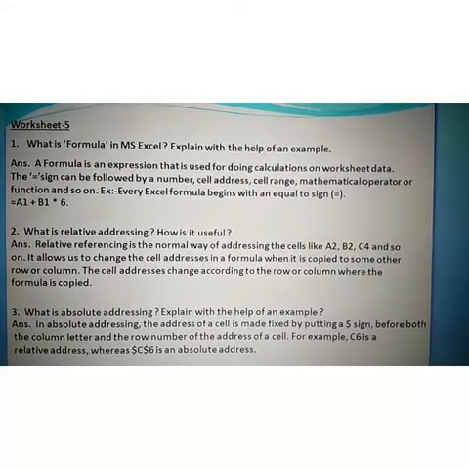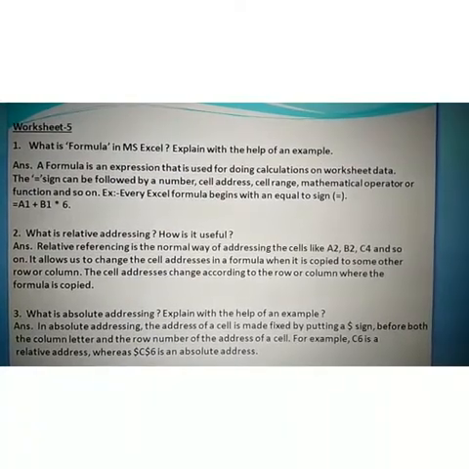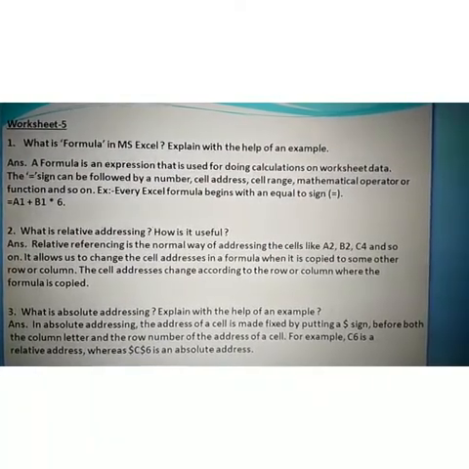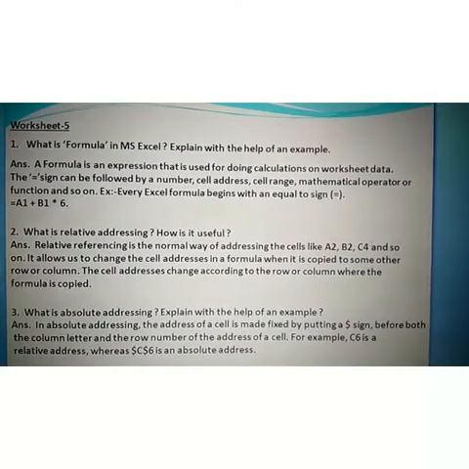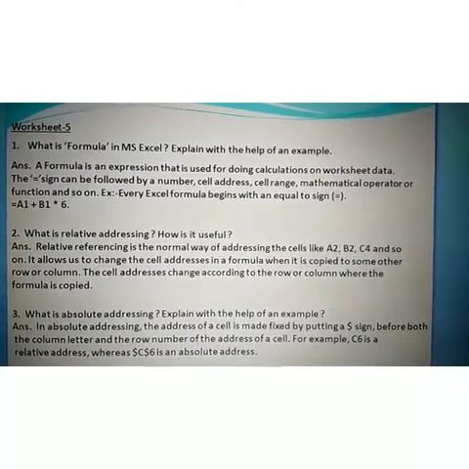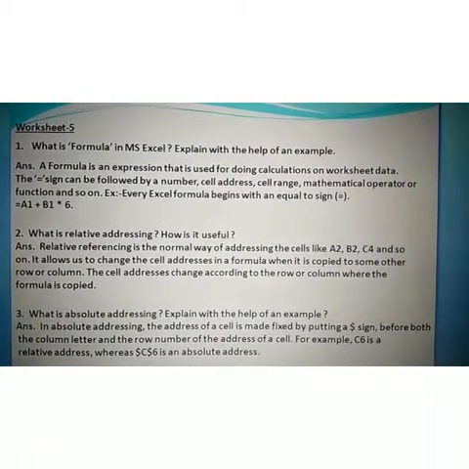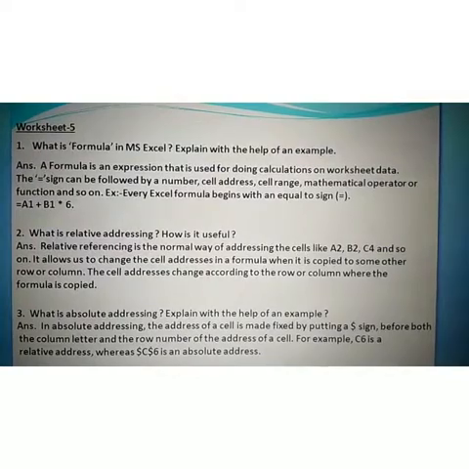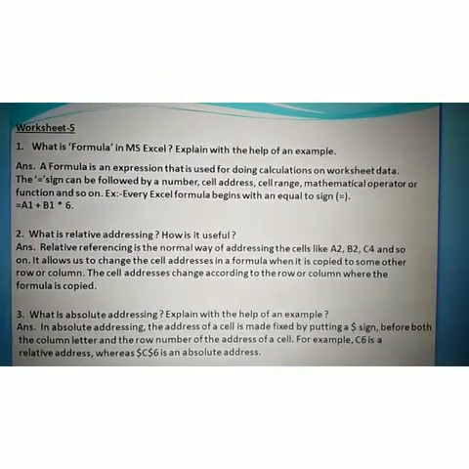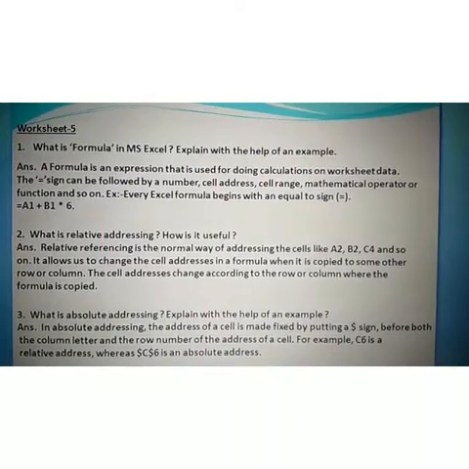Now come to the third. What is absolute addressing? And explain with the help of an example. So the answer is, in absolute addressing, the address of a cell is made fixed by putting a dollar sign, which is the absolute addressing symbol, before both the column letter and the row number of the address of a cell.